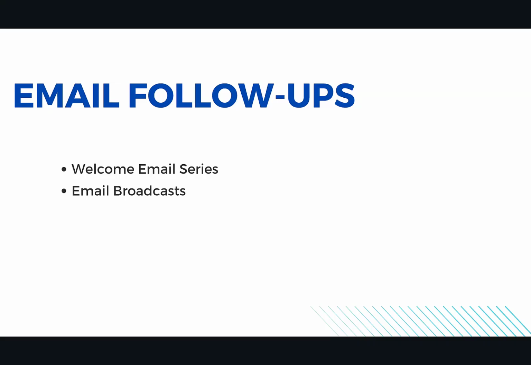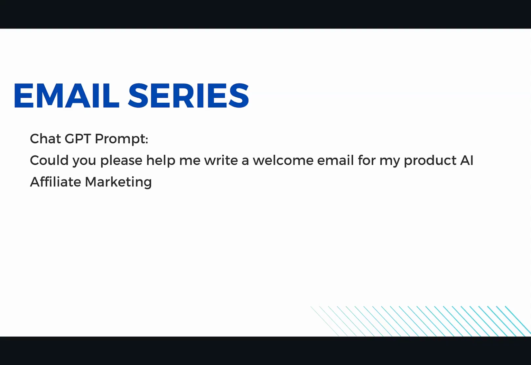So if you have other affiliate products that match the same email list, then you can promote those products and write email broadcasts. And the process is the same for both of them. So here's the first prompt for the email series. I said, can you please write me a welcome email for my product called AI Affiliate Marketing. The prompts are very similar, so I'm just going to show you how to tweak it here.